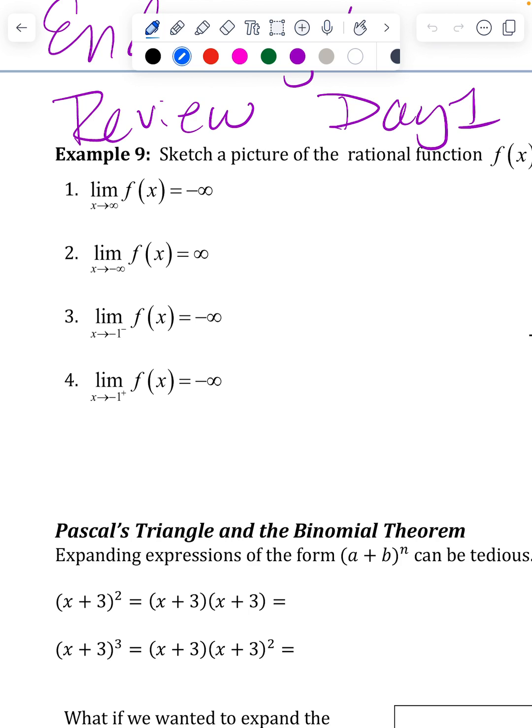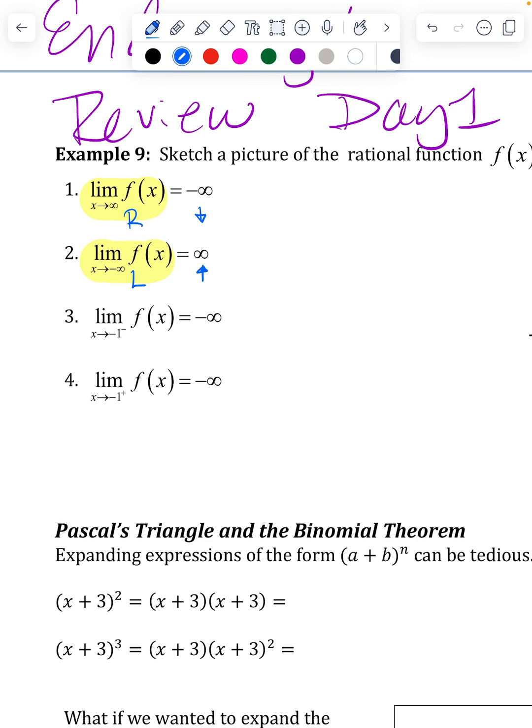So this is telling you, if you look through your notation and think about what it means, as x approaches infinity, what the right end is doing, and negative infinity means it is going down. If you take a look at the notation for this second fact, x is approaching negative infinity, so that's going to be the left end of the graph. And since that is approaching infinity, that means that end's going up.